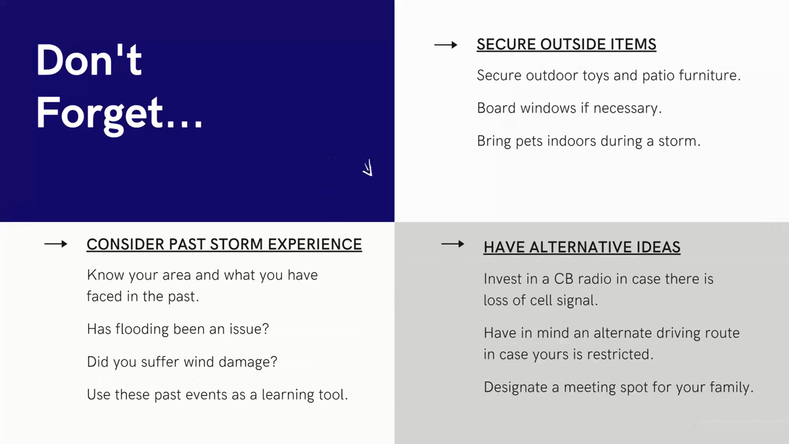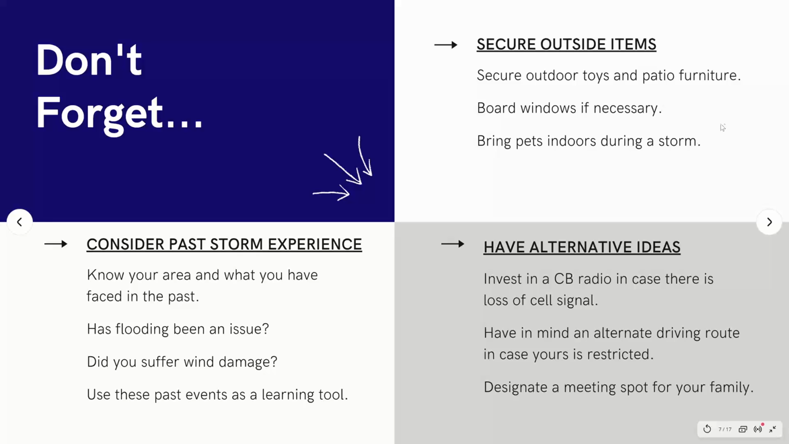So a few other planning considerations that we don't want you to forget. Secure your outside items. Make sure you bring in patio furniture and outdoor toys, stash them away in the garage, board windows if necessary, and bring your pets indoors always during a storm. And that kind of goes with how Dan talked about your rain event versus your wind event. So maybe it's not always necessary to board your windows. Maybe this is going to be a rain event.